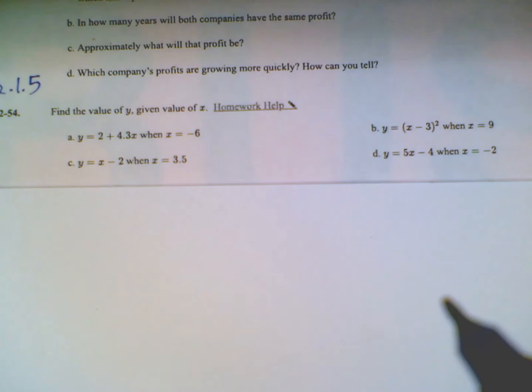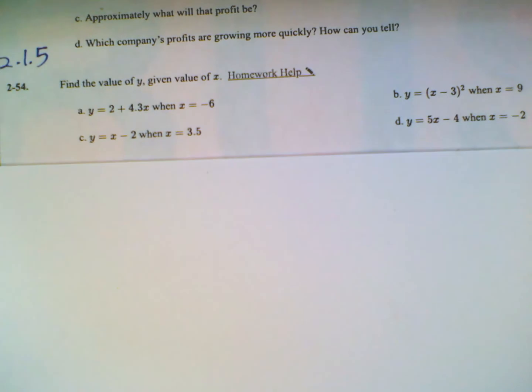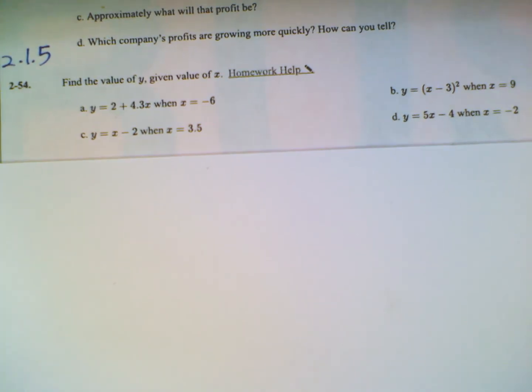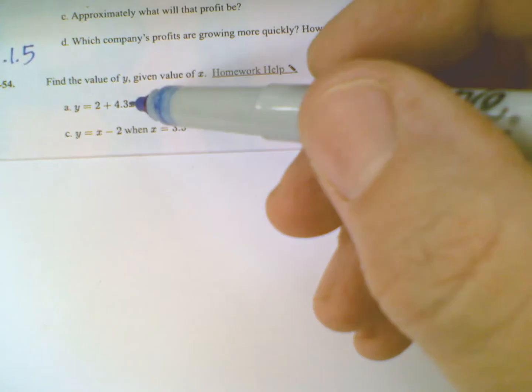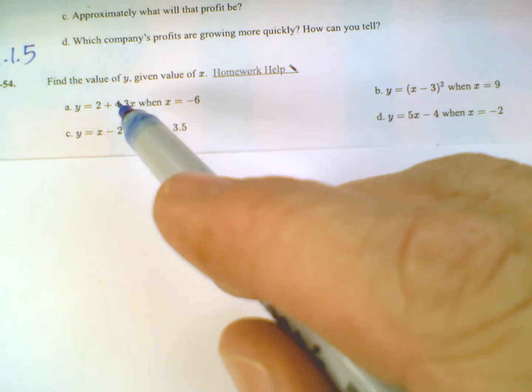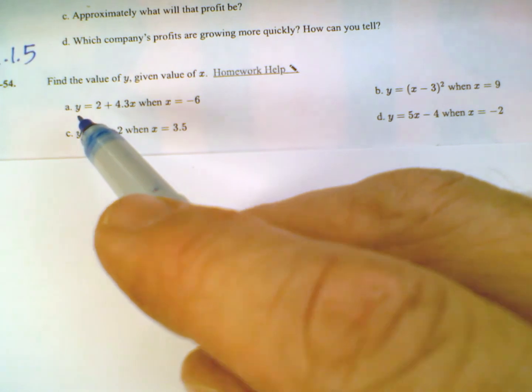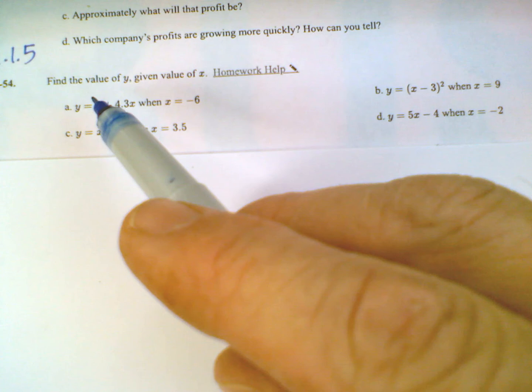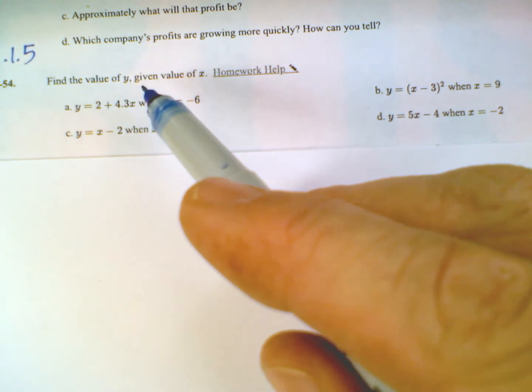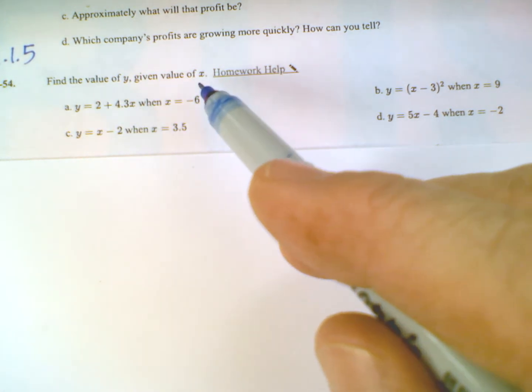All right, so we're going to look at CC3 2.1.5, section 2.1.5, specifically looking at problem number 2-54. We're given these equations. So each equation is y equals some expression of x, and they want us to find the value of y given this value of x.